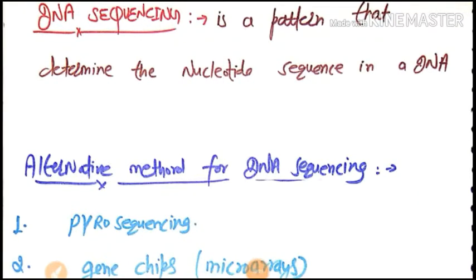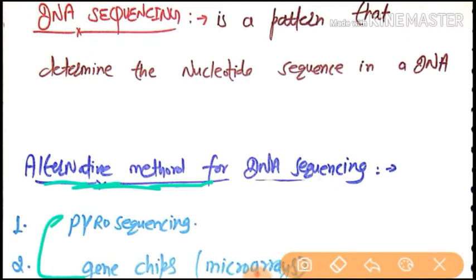Hello friends, in this video we will learn about DNA sequencing. So many of the sequencing methods you have heard about are automated DNA sequencing, primer DNA sequencing or the Sanger method of DNA sequencing. So in this video we will talk about an alternative method. You can divide it into two parts: pyrosequencing, and the second one is gene chips or microarrays. In this video we will talk about pyrosequencing. In the next video we will talk about gene chips or microarrays.